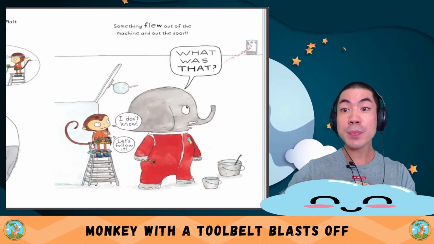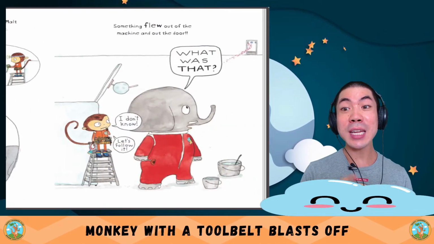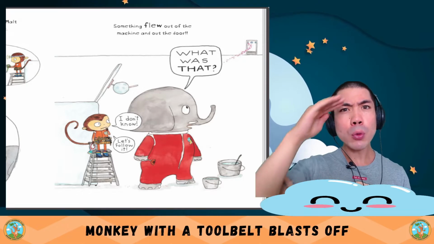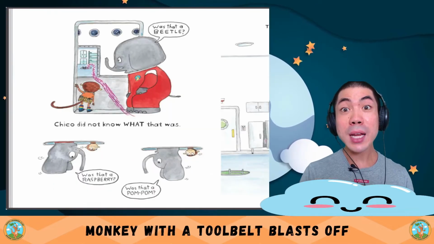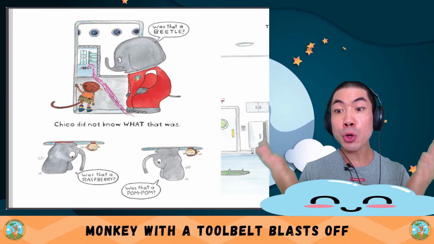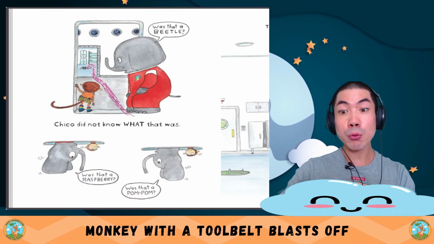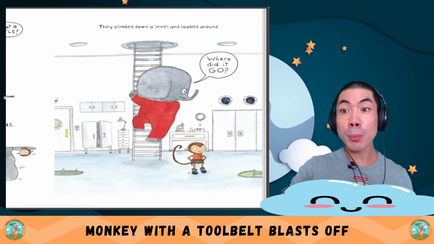Whoosh! Something flew out of the machine and out of the door. What was that? I don't know. Let's follow it. Was that a beetle? Chico did not know what that was. Was that a raspberry? Was that a pom-pom?